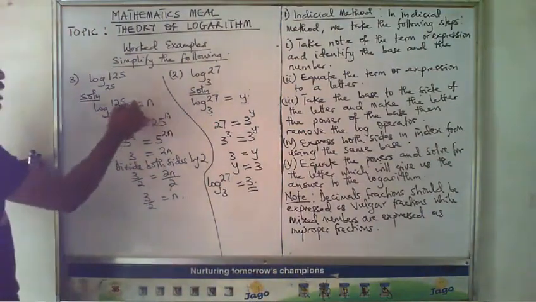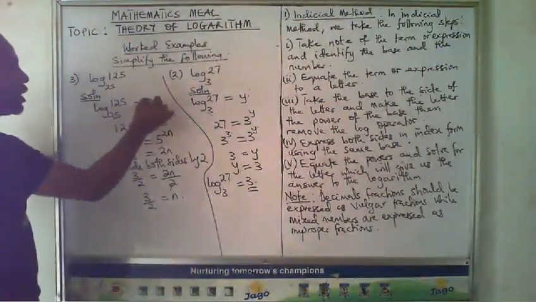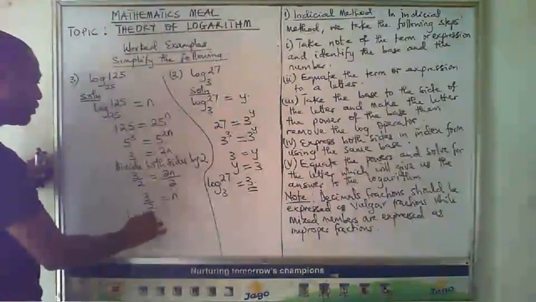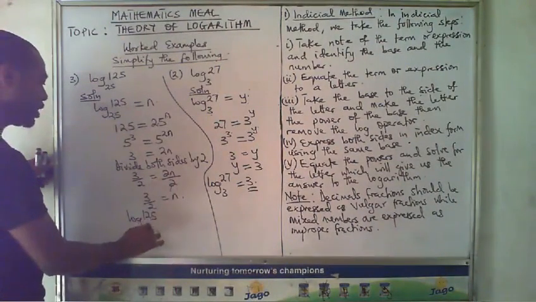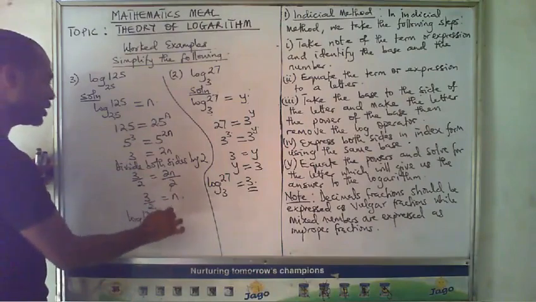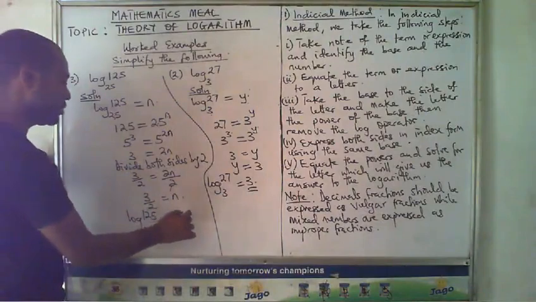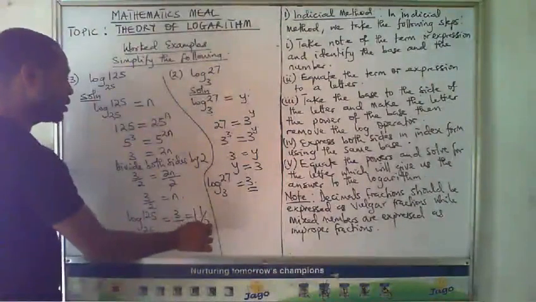So if log 125 in base 25 is what? n. It means that log 125 in base 25 will give me n. And what is n? 3 over 2. This is an improper fraction. You can still write it as 1 whole number 1 all upon 2.